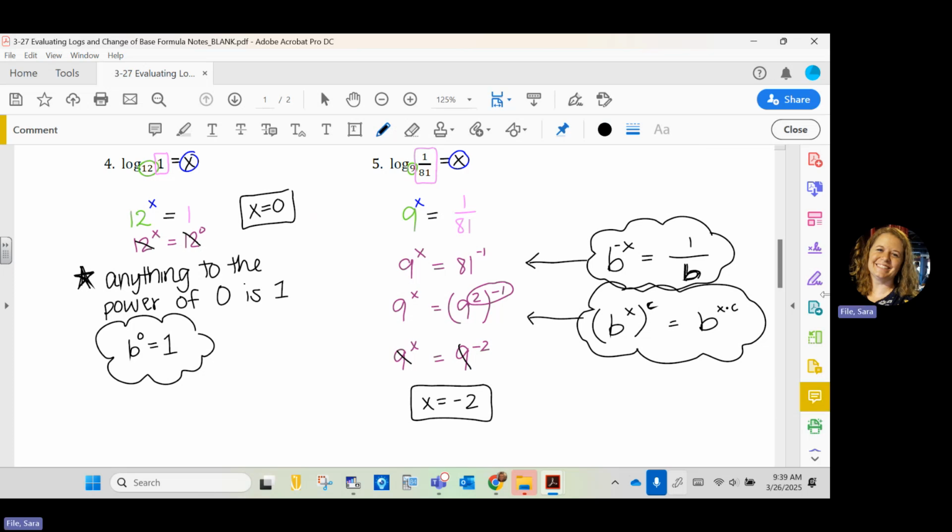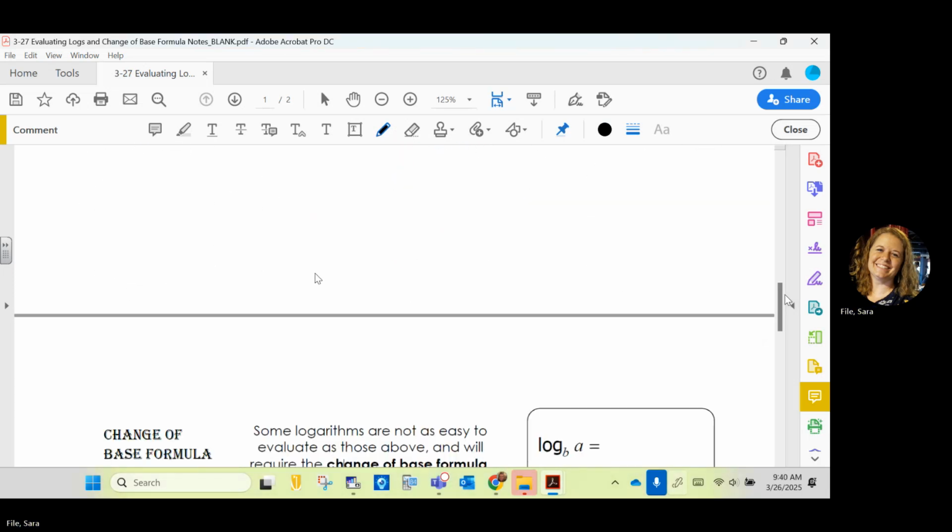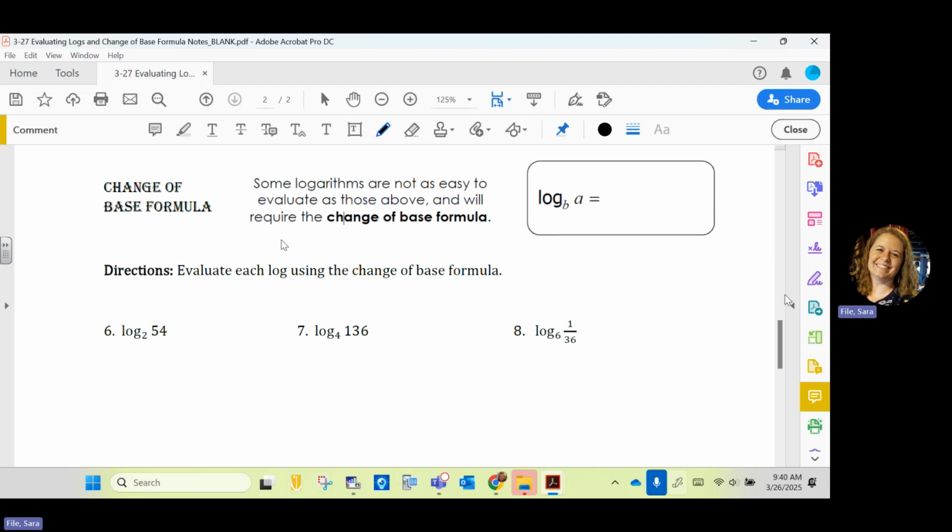All right. So that's evaluating logs and understanding when there is no base, it's an understood base 10, called a common log. Okay, so let's flip to the back. On the back is change of base formula. Some logs are not as easy to evaluate as the ones that we just did, and they require you to do a change of base formula.